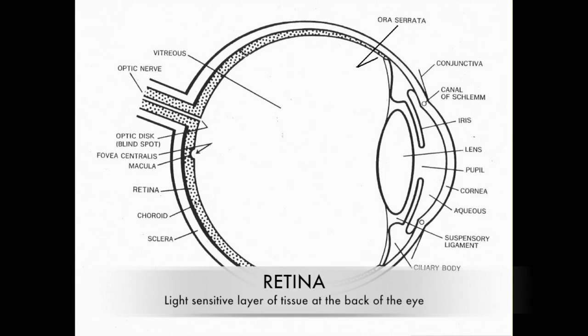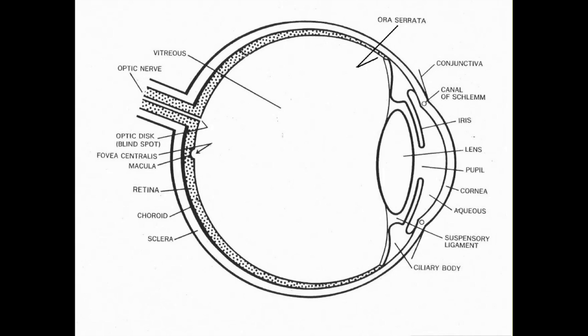The retina is also called the nervous or the retinal tunic. It is the innermost layer of the eye. It contains the nerve cells, rods and cones, and bipolar cells that make vision possible.